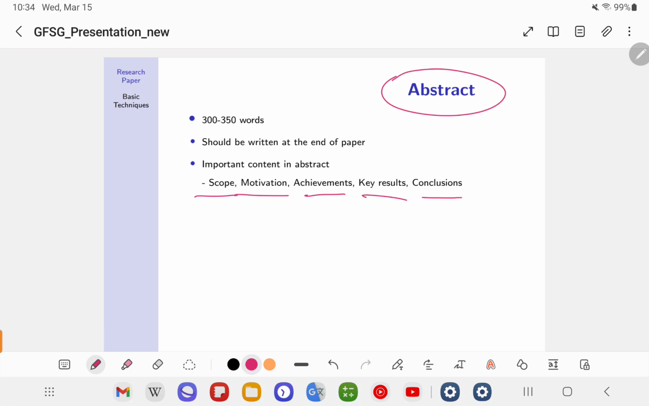And remember, the abstract has to be between 300 to 350 words. In some of the journals, the abstract words are restricted to 100, 150, so you have to reduce the number of words accordingly.